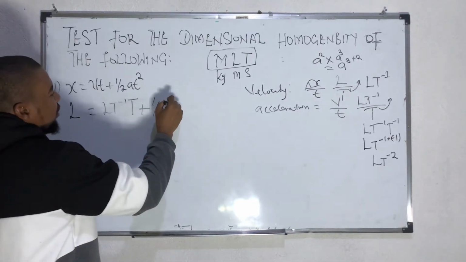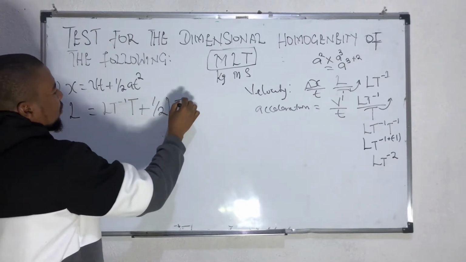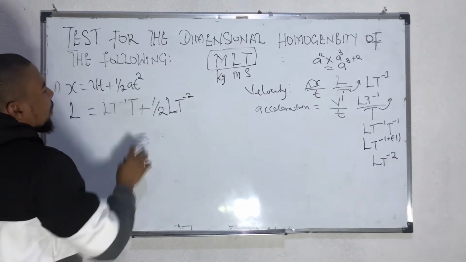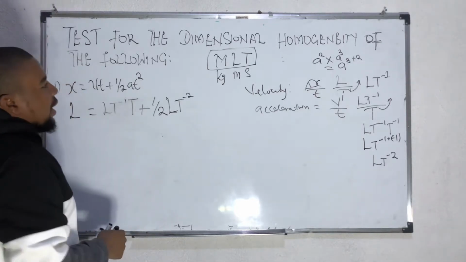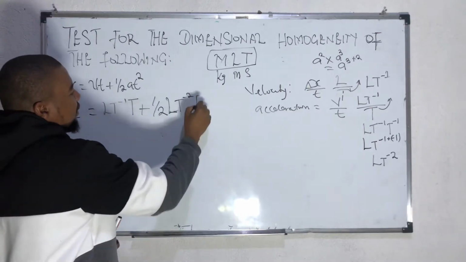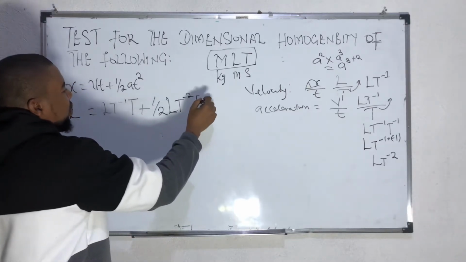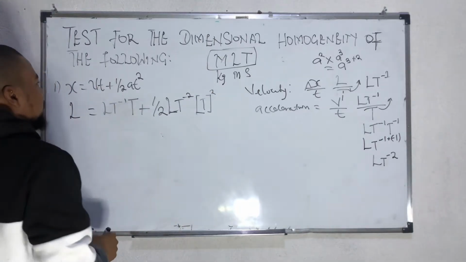I'm going to do it here. Here we have LT to the power negative 2. And the last one is the time. Remember, it is squared. And the dimension for time is what? T. It's squared. So this is going to be t squared.